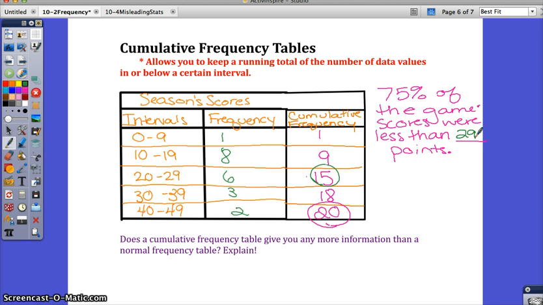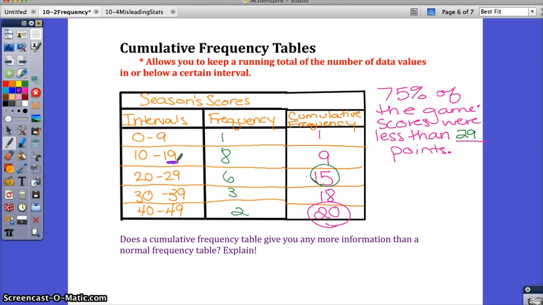This happens to work out really nicely because 15 out of 20 is 75%, and that was the question that I asked. I could ask you about 50% of the data values were less than what score. And then we could see for the 50% that 9 is pretty close to 10, and 10 is half of 20. So 50% of the game scores were less than 19 points.